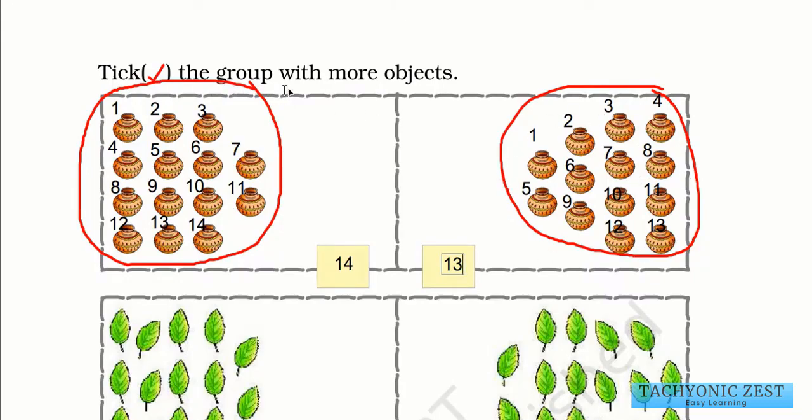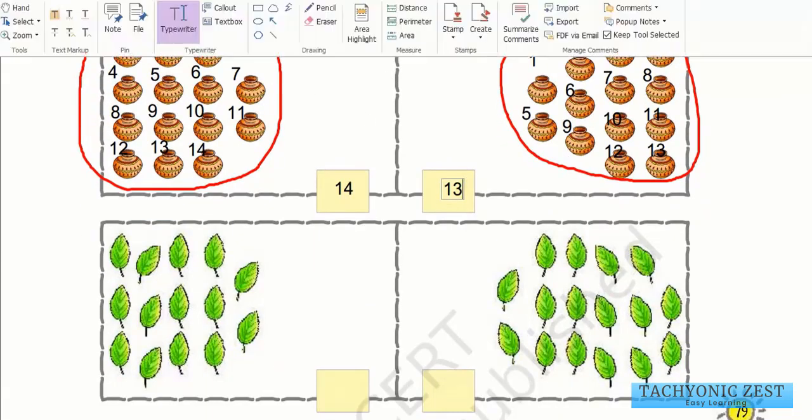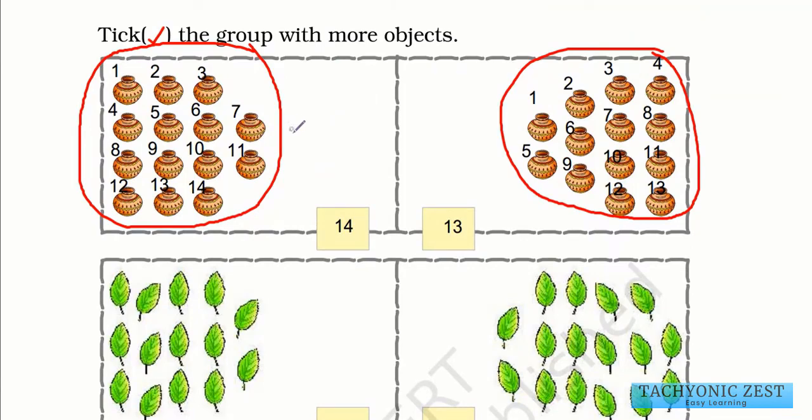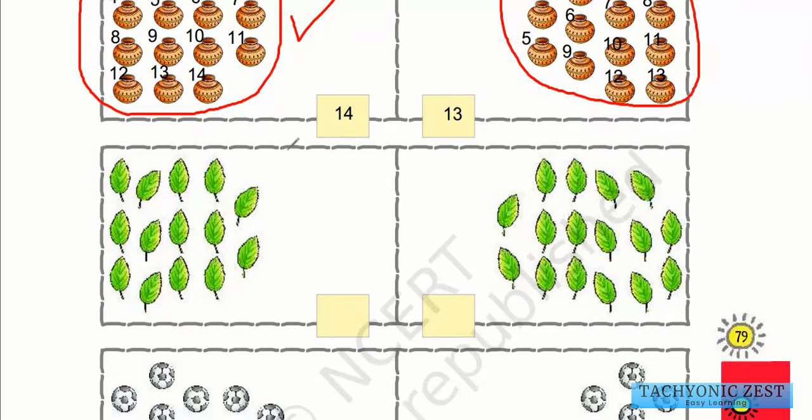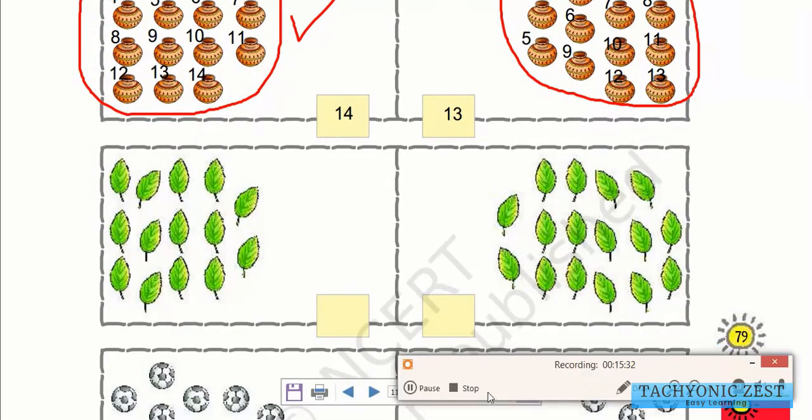So we have to tick the group with more number of objects. So we can clearly see that this group over here contains more number of objects. Why? Because here there are 14 and here there are 13. So this group is bigger and this group is smaller. So we have to tick the bigger group. So this is the bigger group. So this is the answer. Okay. So next we'll see this next question.